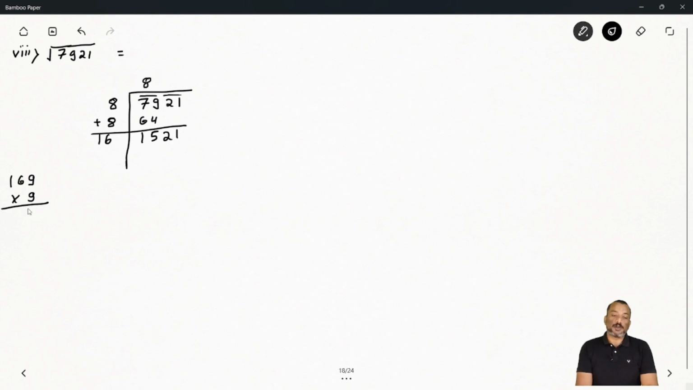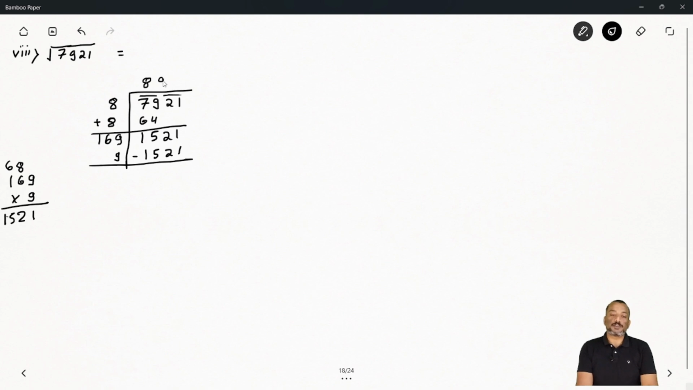So here if you multiply, 9 times 9 is 81, 8 you carry, and 9 times 6 is 54 plus 8, so you will get 62. 6 will carry, and 9 times 1 is 9 plus 6, so 15, so 1,521. So you can go with 9 times. Here 9 will be added, and here it will be subtracted.